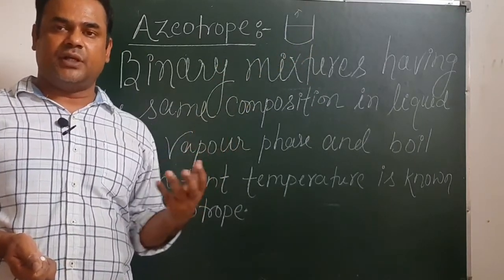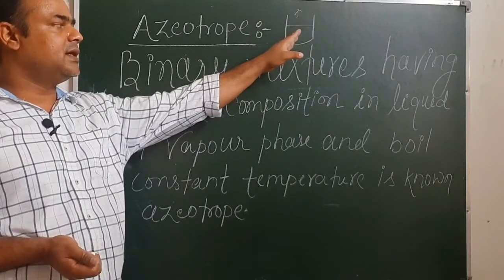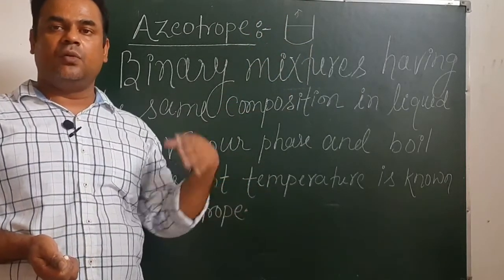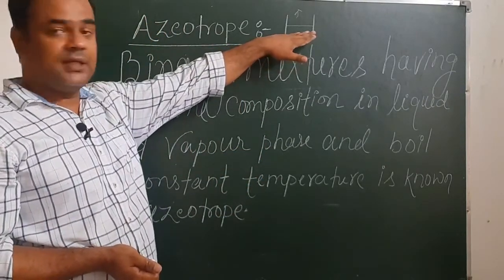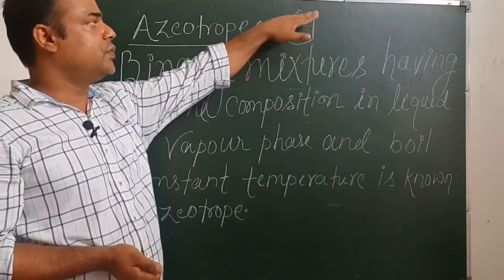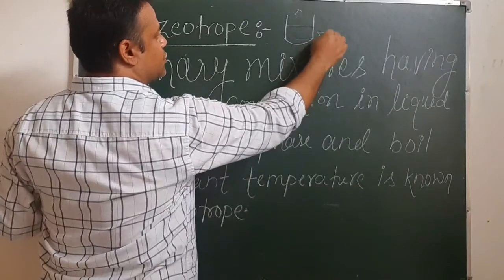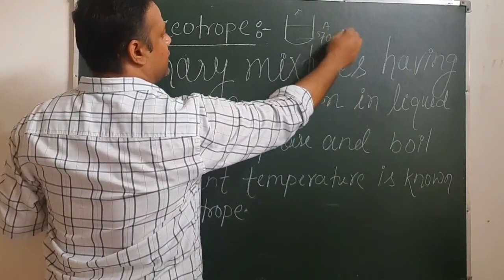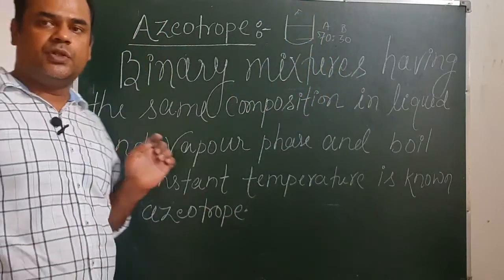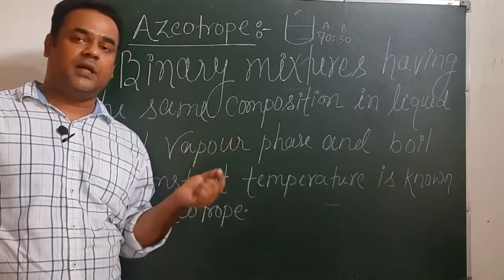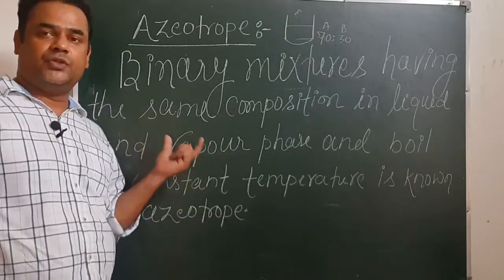Every mixture has a certain boiling point, so it will boil at a certain temperature. When it boils, both the components of the mixture will go in vapor phase. But in case of an azeotrope, whatever composition is there in liquid phase, the same composition will be in vapor phase also. Suppose the composition in liquid phase is 70:30, component A is 70% and B is 30%. Then in vapor phase also its composition will be 70:30, 70% part will be A and 30% part will be B. In that case, it is called an azeotrope.